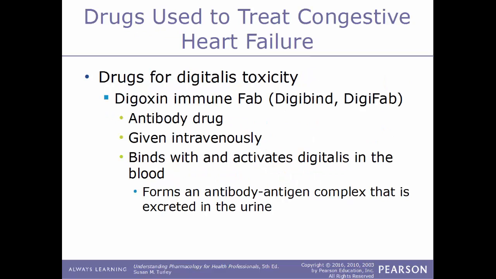There are some drugs that are given for digitalis toxicity. An example would include digoxin immune fab, which is sold under the trade names Digifab or Digibind. These are antibody drugs. They are administered intravenously, and the way they act is they bind with and inactivate digitalis within the blood. This forms an antibody-antigen complex that is excreted within the urine.